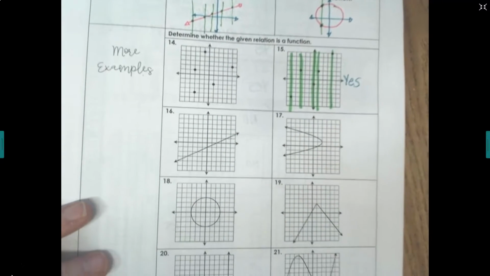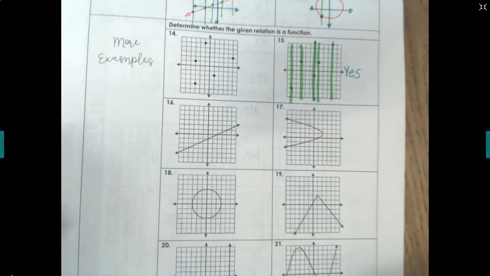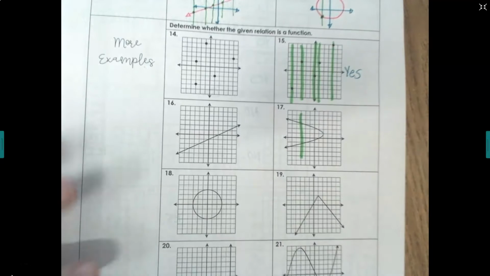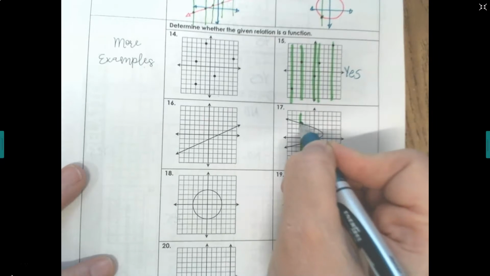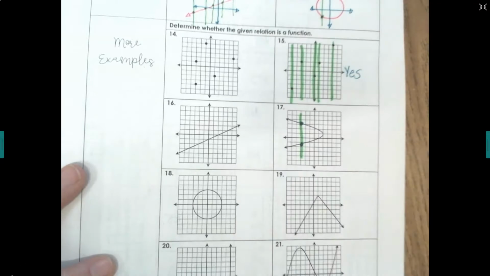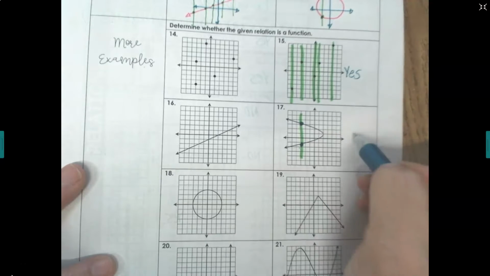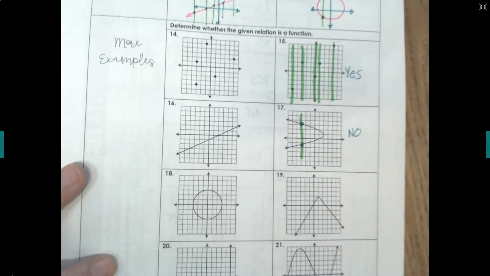Okay. Let's take a look at number 17. If I draw a vertical line, we can see right away that I cross the graph twice, here and here. Those are the same x values with two different y values, so this is not a function.